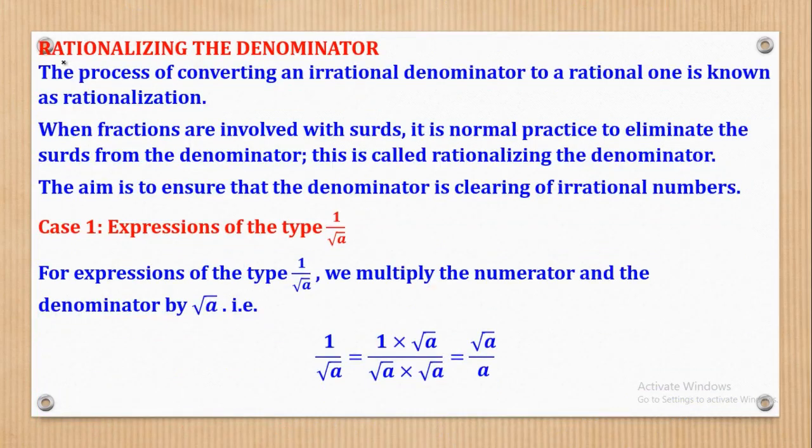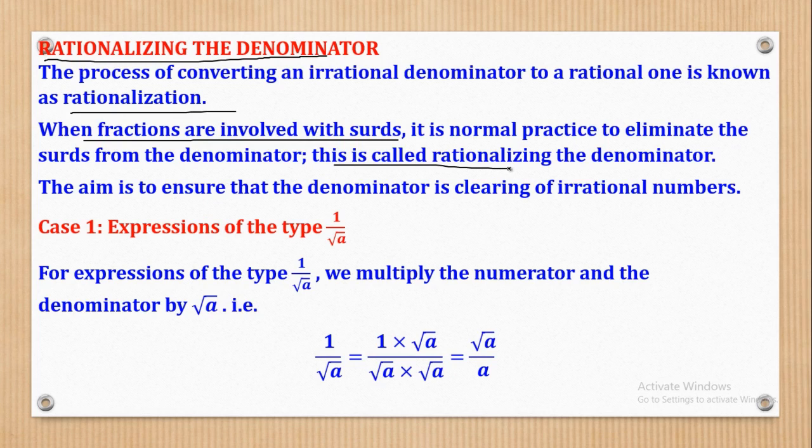So now we shall go to rationalizing the denominator. The process of converting an irrational denominator to a rational one is known as rationalization. When fractions are involved in surds, it is normal practice to eliminate the surd from the denominator. Like I've already said, the answer can be left in surd form as long as the denominator does not have a surd. So in case the denominator has a surd, what you need to know is how to rationalize. So this is what we are going to deal with.